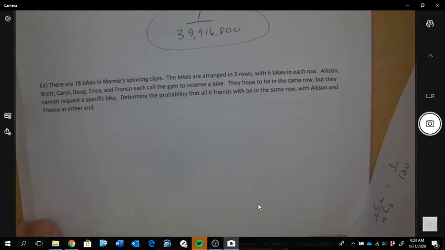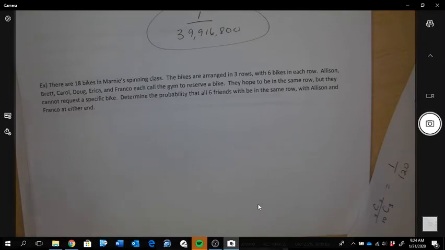Okay, there are 18 bikes in Marnie's spinning class. The bikes are arranged in 3 rows with 6 bikes in each row. Allison, Brett, Carol, Doug, Erica, Franco each call the gym to reserve a bike. They hope to be in the same row, but they cannot request a specific bike. Determine the probability that all 6 friends will be in the same row with Allison and Franco at either end.